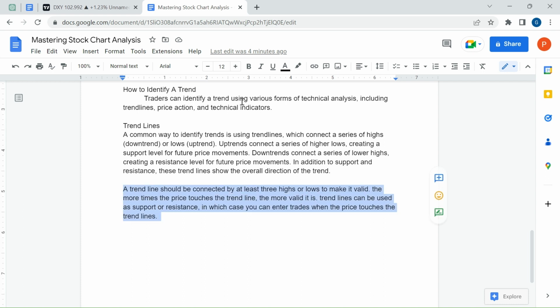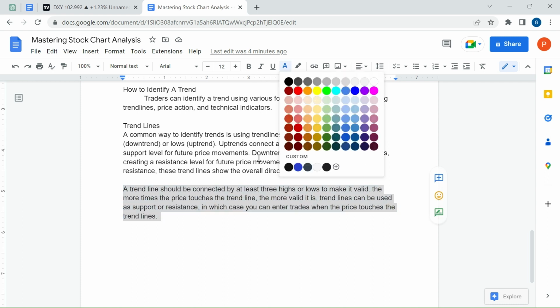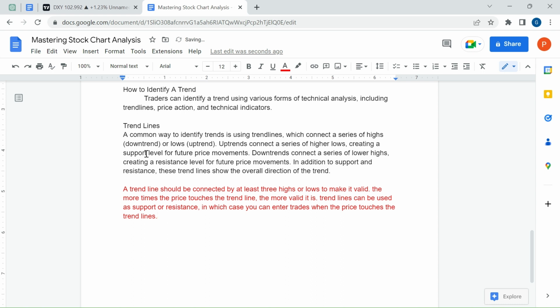A trend line should be connected by at least 3 highs or lows to make it valid. And this is very important. We'll highlight this in red. Repeat this: a trend line should be connected by at least 3 highs or lows to make it valid. The more times the price touches the trend line, the more valid it is. Trend lines can be used as support or resistance, in which case you can enter trades when the price touches the trend lines.